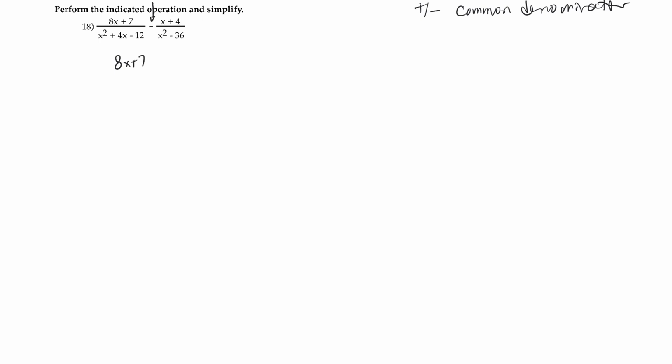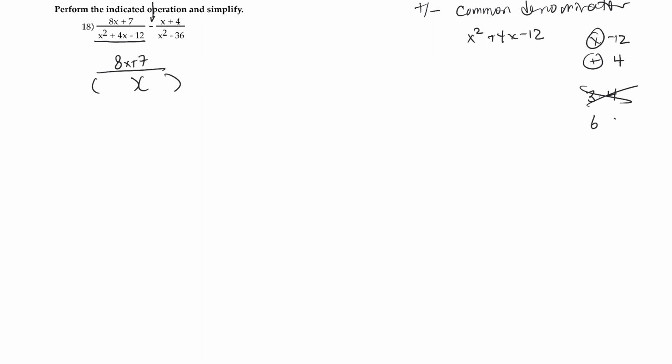So 8x plus 7 over. This is x squared, x, and a number, so I think I can put that into two brackets. Let me just do it over here. x squared plus 4x minus 12. So two numbers that multiply to negative 12 and add to positive 4. So 3 times 4 is 12, but that doesn't give me 4. 6 and 2, so that's it.